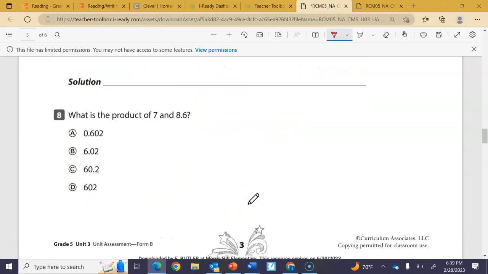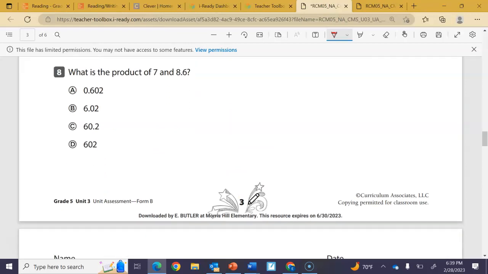All right, number 8. What is the product of 7 and 8 6/10? You don't have to write this problem out, but you need to use your logic again to solve it. You could also choose to work it out if that is easier for you.